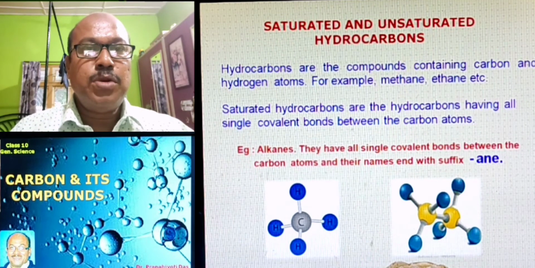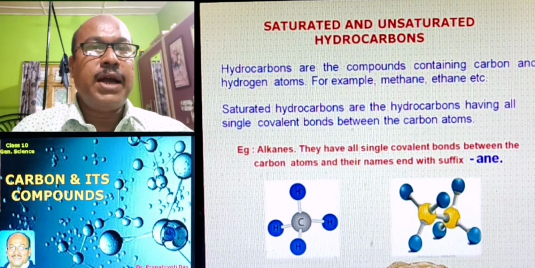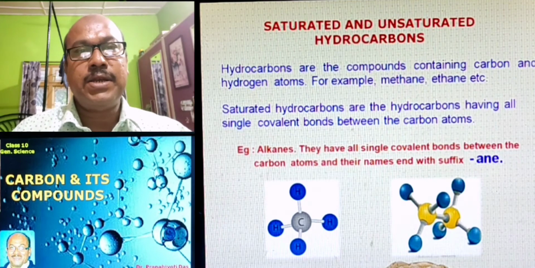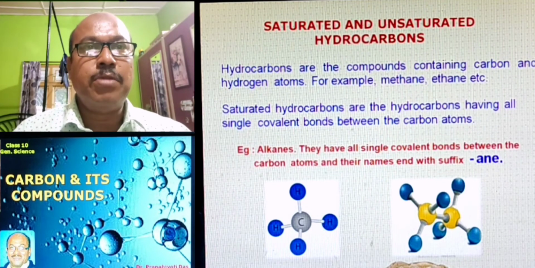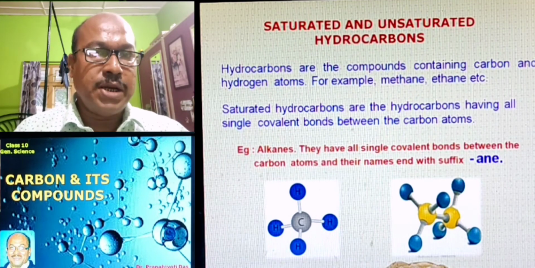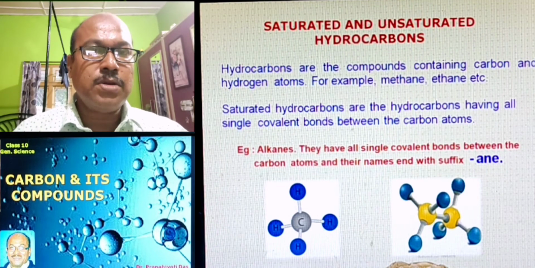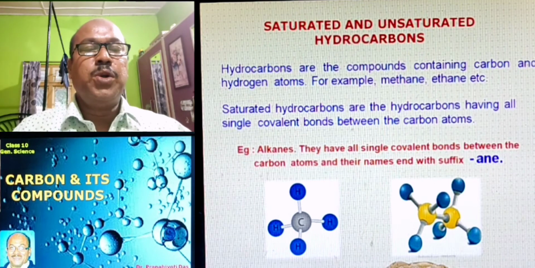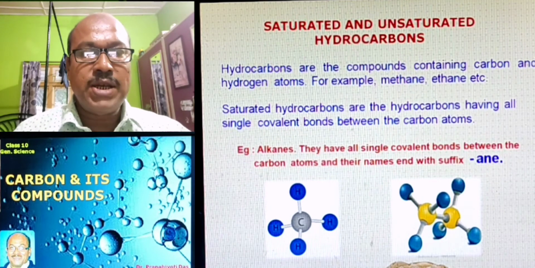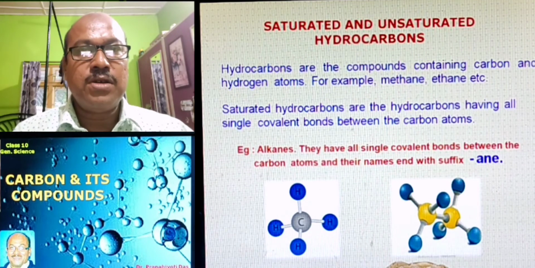In both the examples, we will see only carbon and hydrogen. Saturated hydrocarbons are those hydrocarbons where between carbon atoms you will always find a single covalent bond. You will never find a double bond or a triple bond. Such hydrocarbons are called saturated. So I repeat, saturated hydrocarbons are those hydrocarbons where between the carbon atoms you will always find a single covalent bond. So what is a single covalent bond? That is a chemical bond formed by sharing only one pair of electrons.